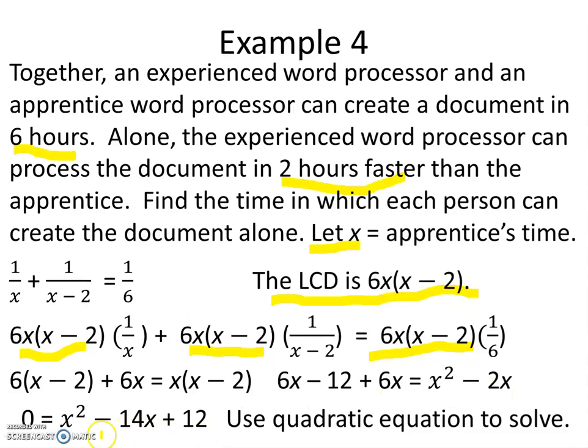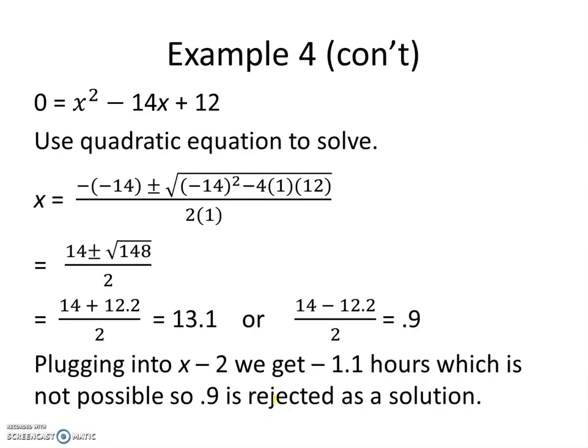Taking all the terms over to the right side of the equation, we are left with 0 equals x squared minus 14x plus 12. Now we're going to use the quadratic equation to solve. When we do, we know it's minus b, and b is a negative 14, plus or minus the square root of b squared minus 4 times a, which is the coefficient in front of x squared, is 1, times c, which is 12, all over 2a. Continuing to simplify, we get 14 plus or minus the square root of 148 divided by 2.